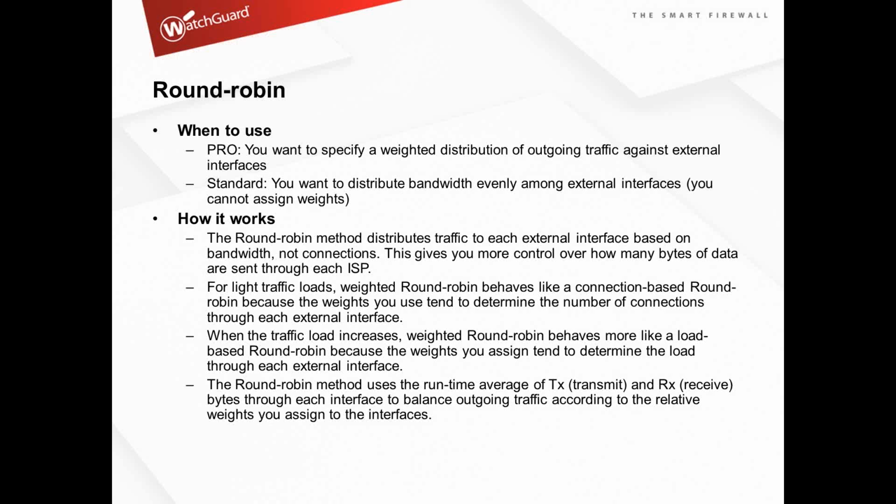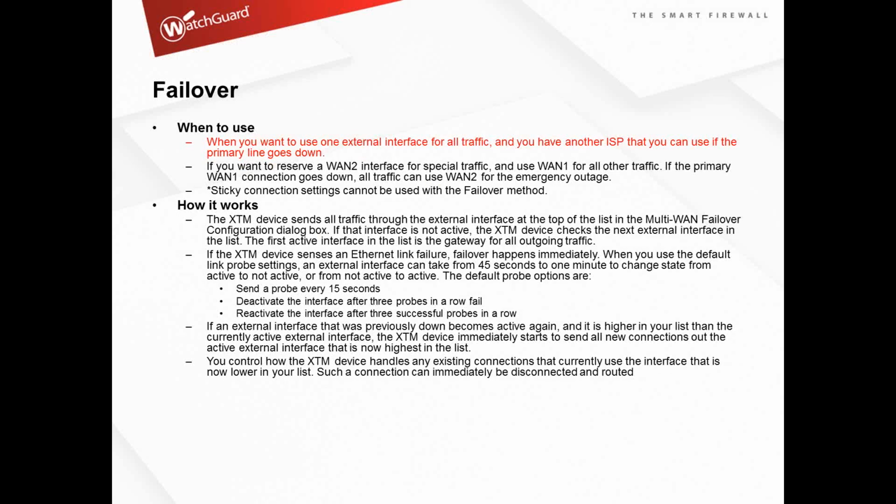But when we talk about round robin, I wanted to bring your attention to a couple of things here. If you do have the Pro upgrade, maybe you want to specify a weighted distribution of outgoing traffic against external interfaces. Or maybe you only have standard, so that would be a 2 series, and you want to distribute bandwidth evenly among external interfaces, and you can do that today. So that's a little bit on how round robin works, and again I'll show you. I don't want to spend too much time on the slides. We'll show you more in depth.